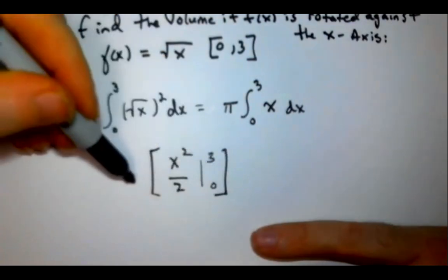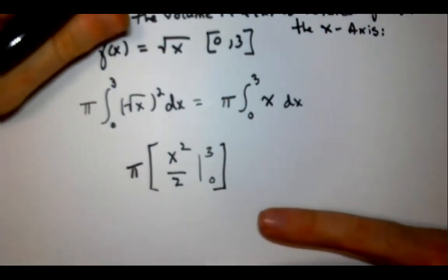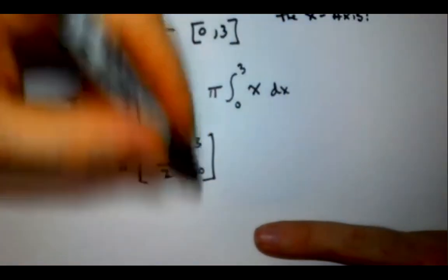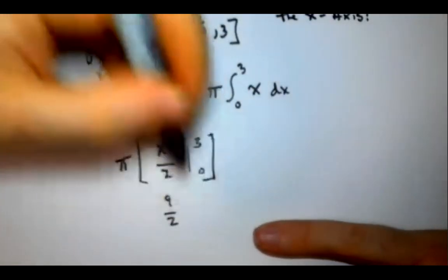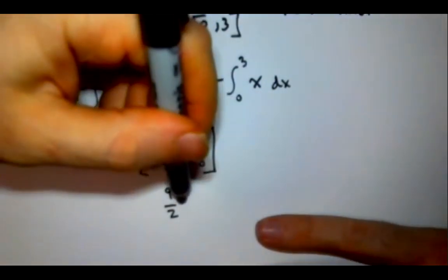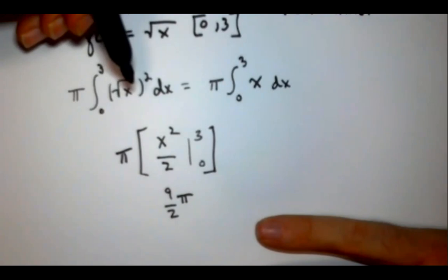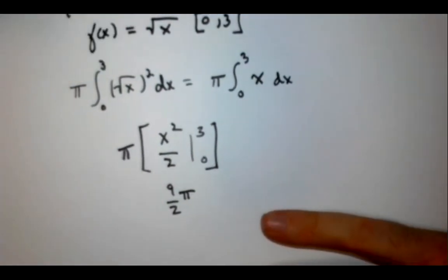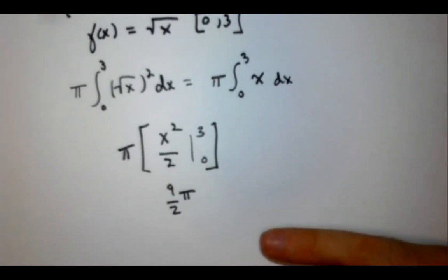I'll just bring the pi down and we'll put that in when we're done. So we good with that being 9 over 2, and then the 0 is going to go away. So I'm getting 9 pi over 2 for an answer, and that's it. We're done. Any questions?